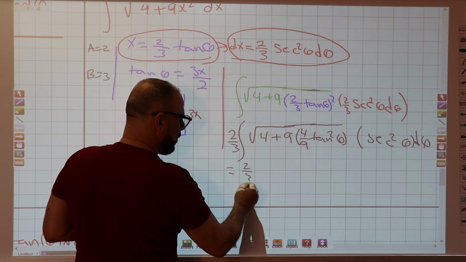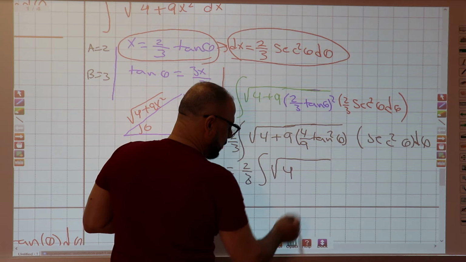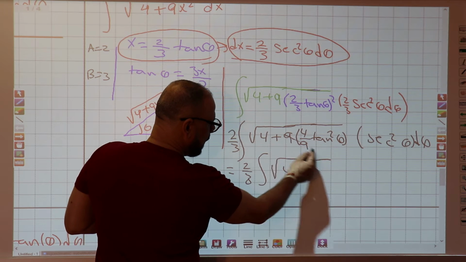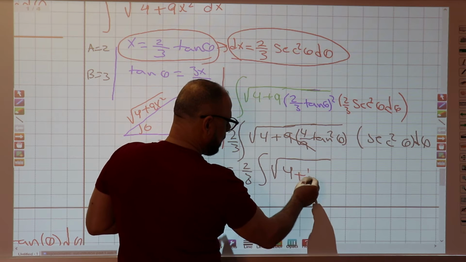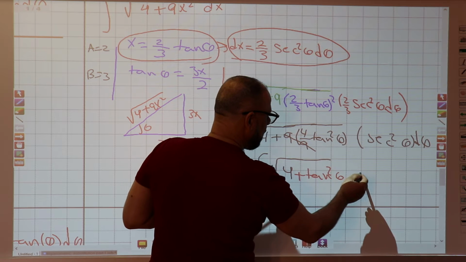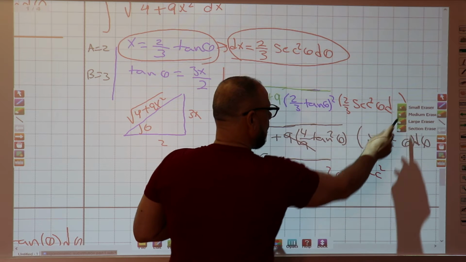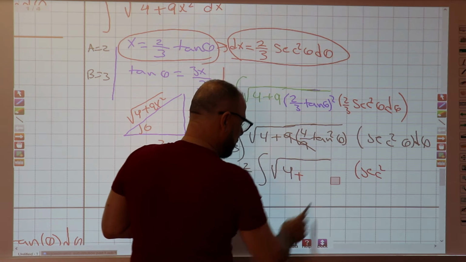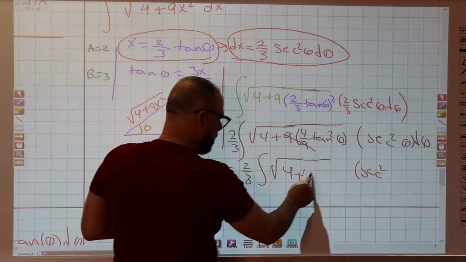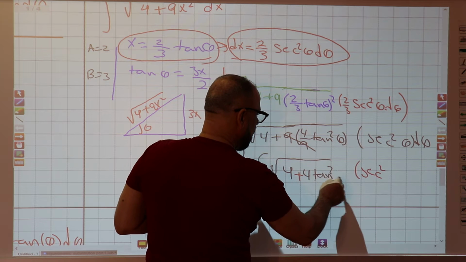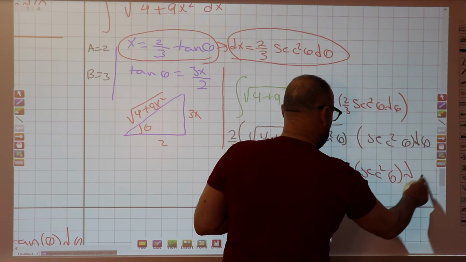Now 2/3 integration of 4. 9 cancels with 9, plus tan square theta and secant square theta. We have 4 here, and here 4 tan square theta. And here secant square theta and d theta.